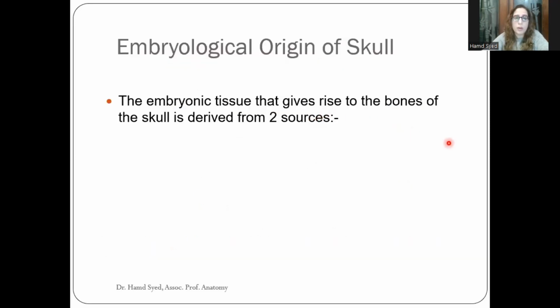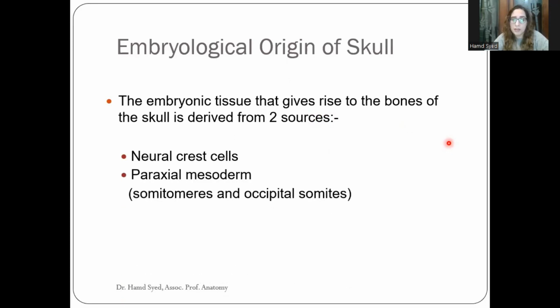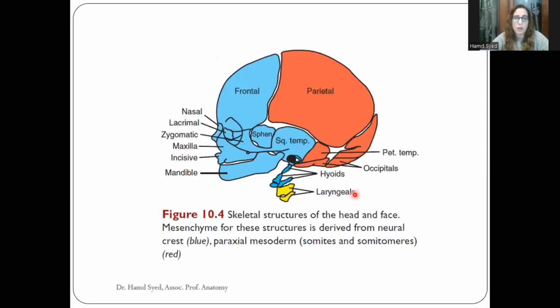Now, when we talk about the embryological origin of the skull, you have to just remember that there are 2 basic tissues of origin from which the skull is derived. The first tissue of origin is the neural crest cells, and the second tissue of origin is the paraxial mesoderm. And when we say paraxial mesoderm, it means in the head, we are talking about somitomeres and the occipital somites. So this is a very simple color-coded representation.